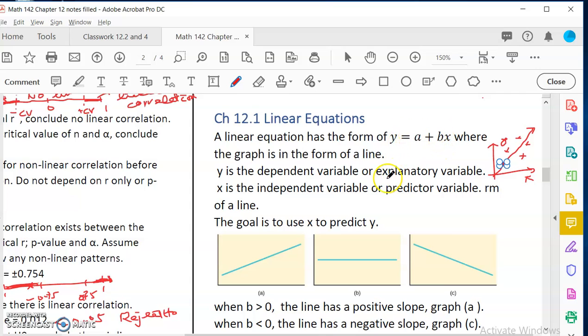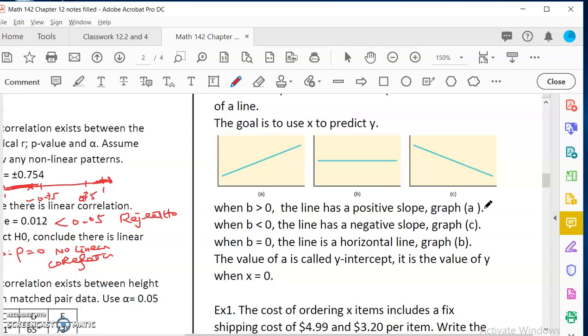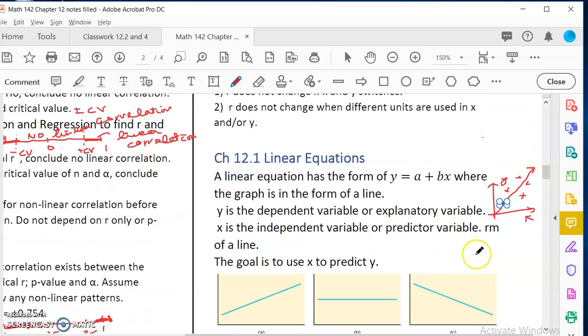But in statistics, usually they write the y-intercept first. Some books write a plus bx, and other books and the statistics software write y equal to b0 plus b1x. But you will see that the equation in general is y equal to something, with a constant term and an x term. If you graph it, it becomes a line.